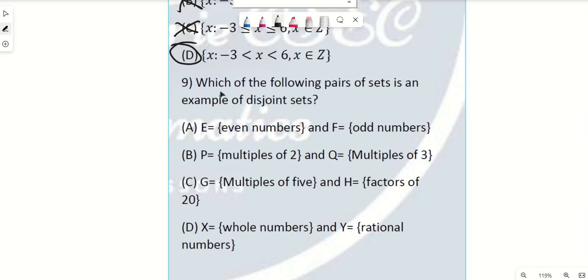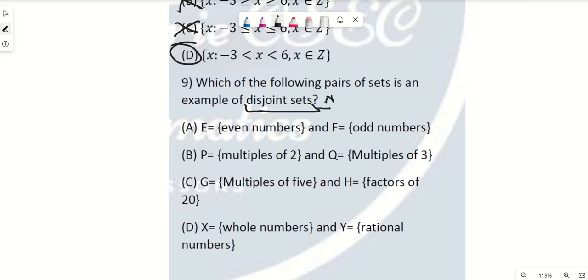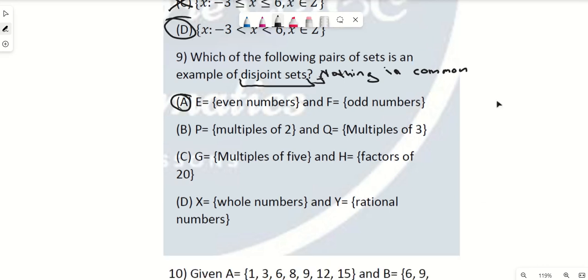Again, number 9, which of the following pair of sets is a disjointed set? Please note disjointed set. This is a repeated question as well. Disjointed set means they have nothing in common. So if we look at this, A is even numbers and odd numbers. We already know this. E and F, set E and set F have nothing in common. They are the opposite of each other, even and odd, right?